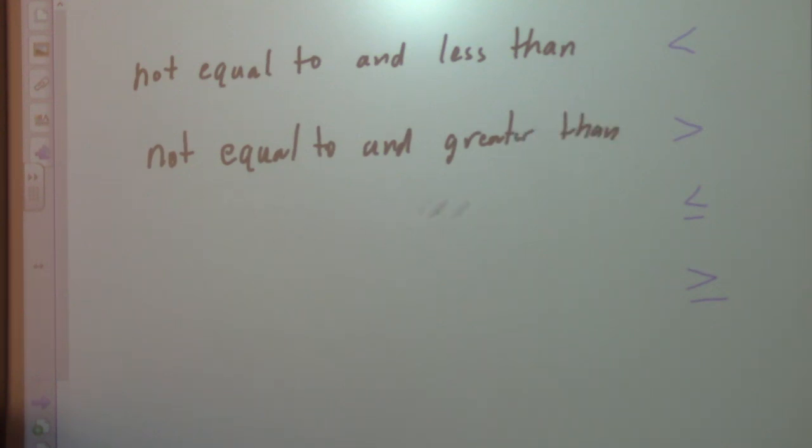Okay, this third symbol here, what are we going to call that one? Usually you'd say less than or equal to, but I'm going to say equal to and less than. And then similarly for this last one, we have equal to and greater than.